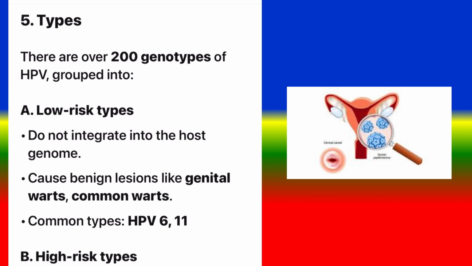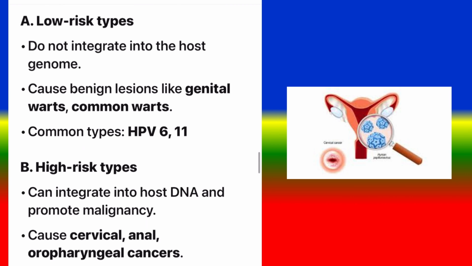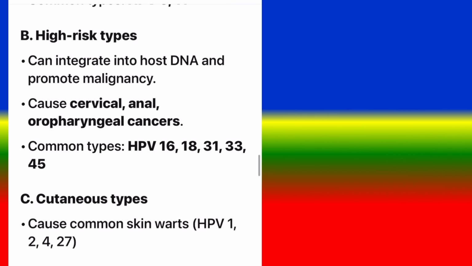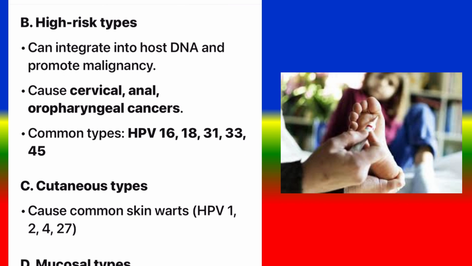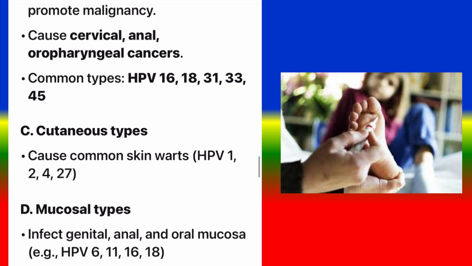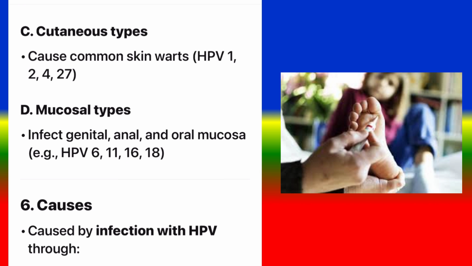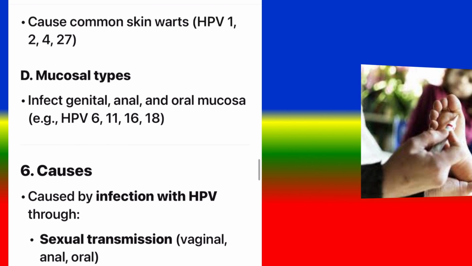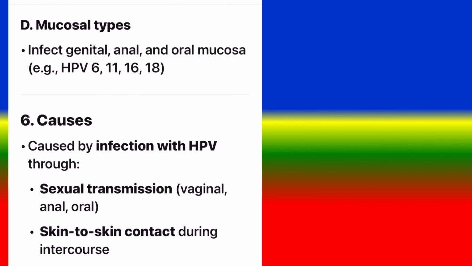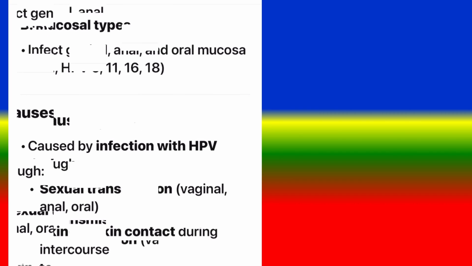5. Types. There are over 200 genotypes of HPV, grouped into: A. Low-risk types. Do not integrate into the host genome. Cause benign lesions like genital warts and common warts. Common types: HPV 6, 11. B. High-risk types. Can integrate into host DNA and promote malignancy. Cause cervical, anal, and oropharyngeal cancers. Common types: HPV 16, 18, 31, 33, 45. C. Cutaneous types. Cause common skin warts: HPV 1, 2, 4, 27. D. Mucosal types. Infect genital, anal, and oral mucosa, e.g. HPV 6, 11, 16, 18.